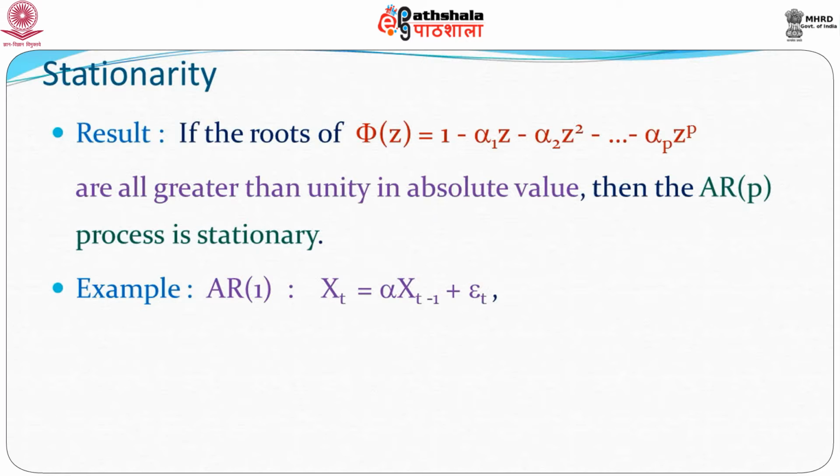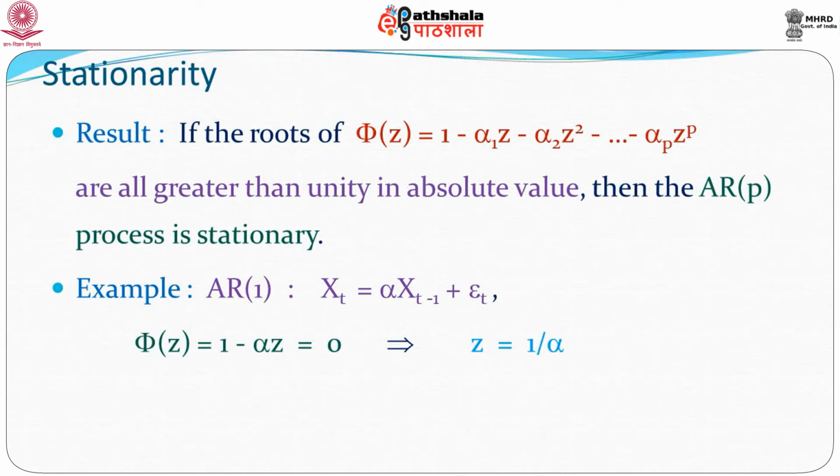Remember that the AR1 process is x t is equal to alpha x t minus 1 plus epsilon t, and if you look at the phi z function in this case, this simply becomes 1 minus alpha z. Equate phi z with 0 and we have 1 minus alpha z is equal to 0, and therefore, the solution or the root of this equation is z equal to 1 over alpha.